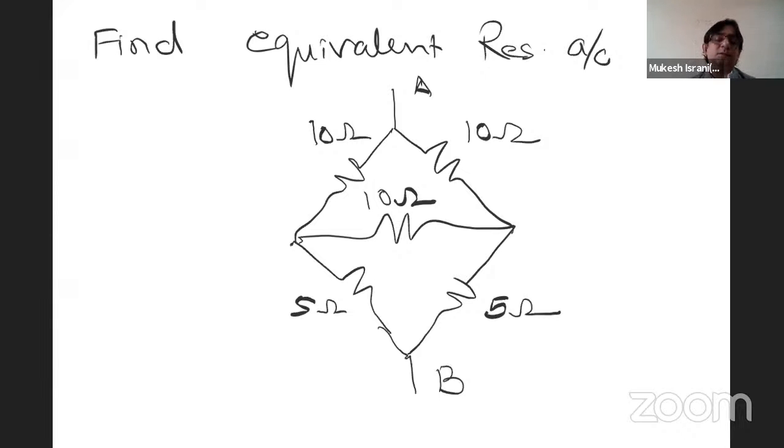Somebody put here Wheatstone bridge principle. The opposite arms that I have kept here are equal. And whenever the opposite arms are equal, there will be no current in the center branch. So this is redundant, it can be removed. So the diagram will become like this. We'll change it.